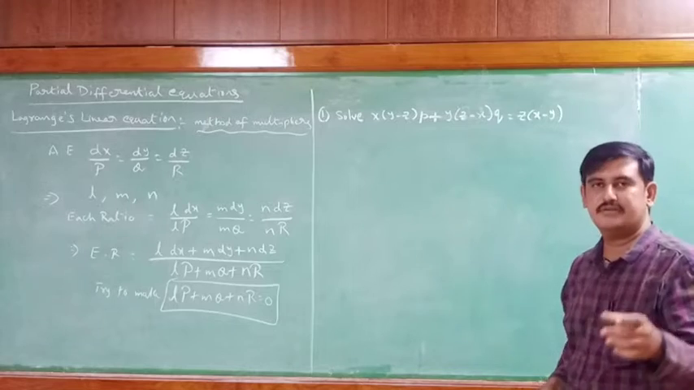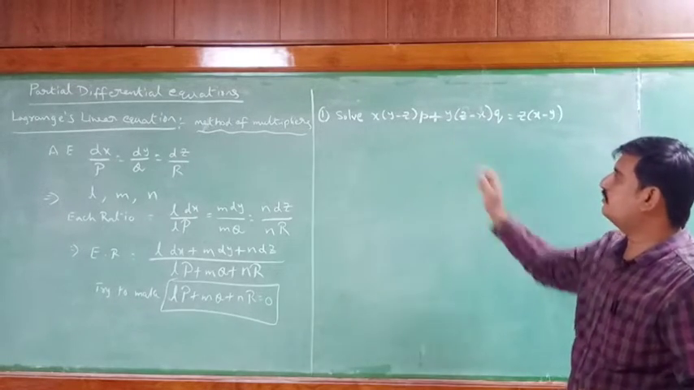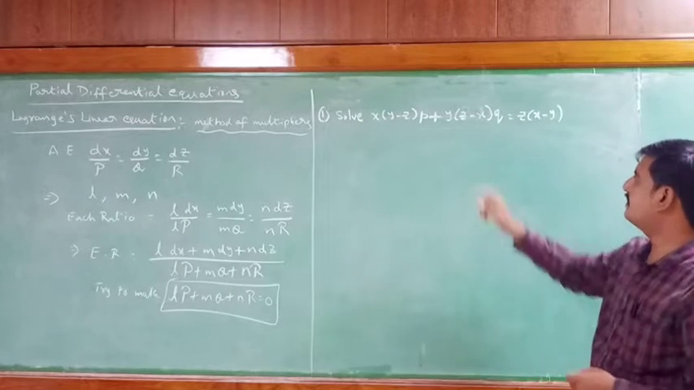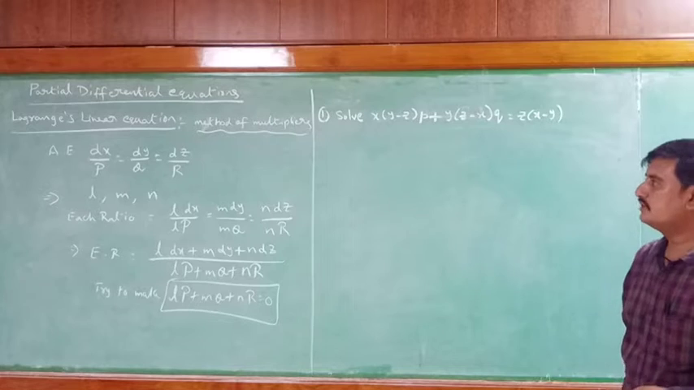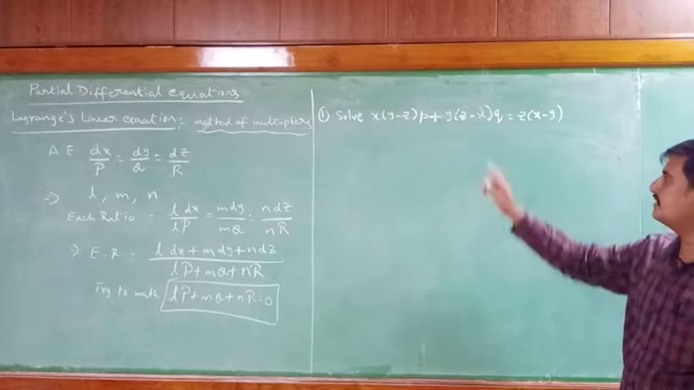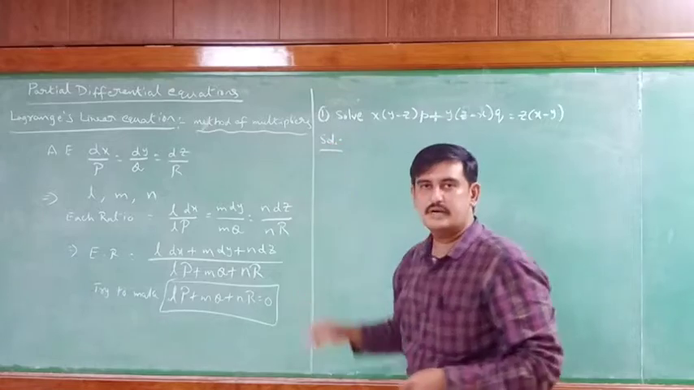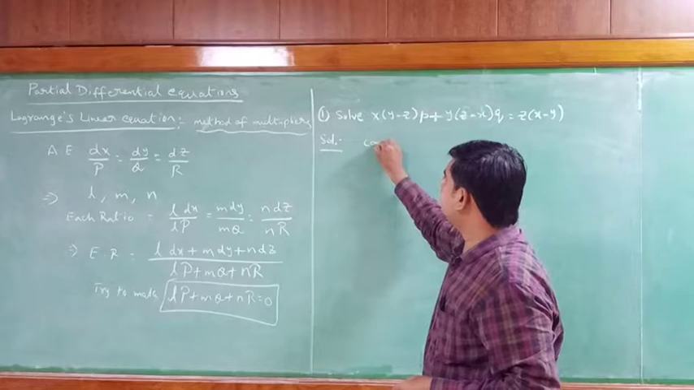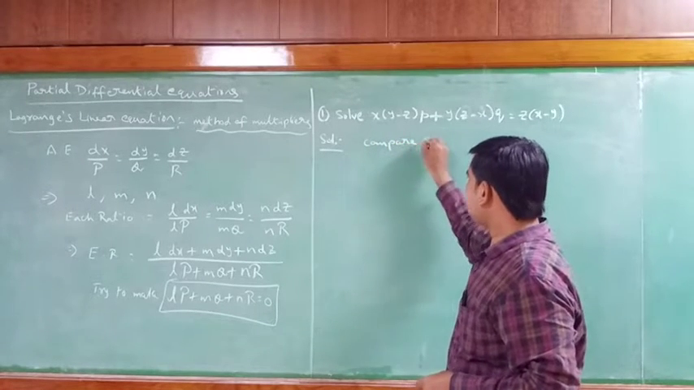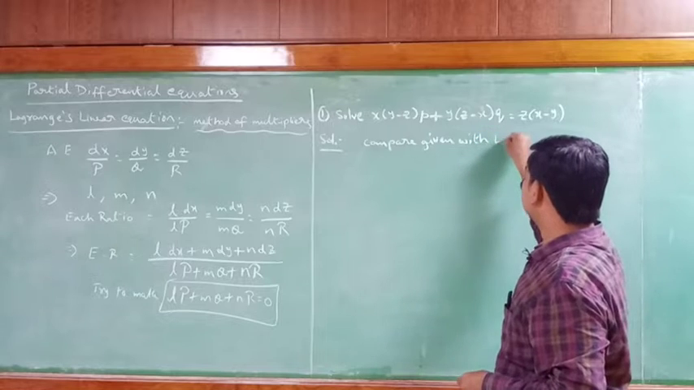Now we will see one example problem. Solve x(y minus z)p plus y(z minus x)q is equal to z(x minus y). So what we have to do here is first compare the given equation with Lagrange's equation.